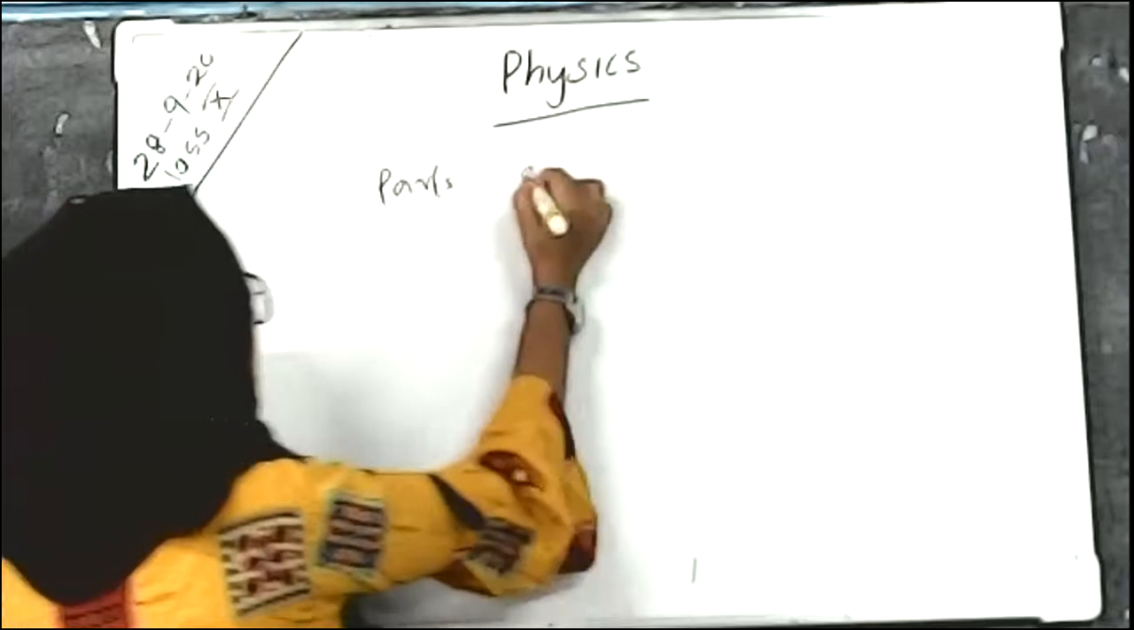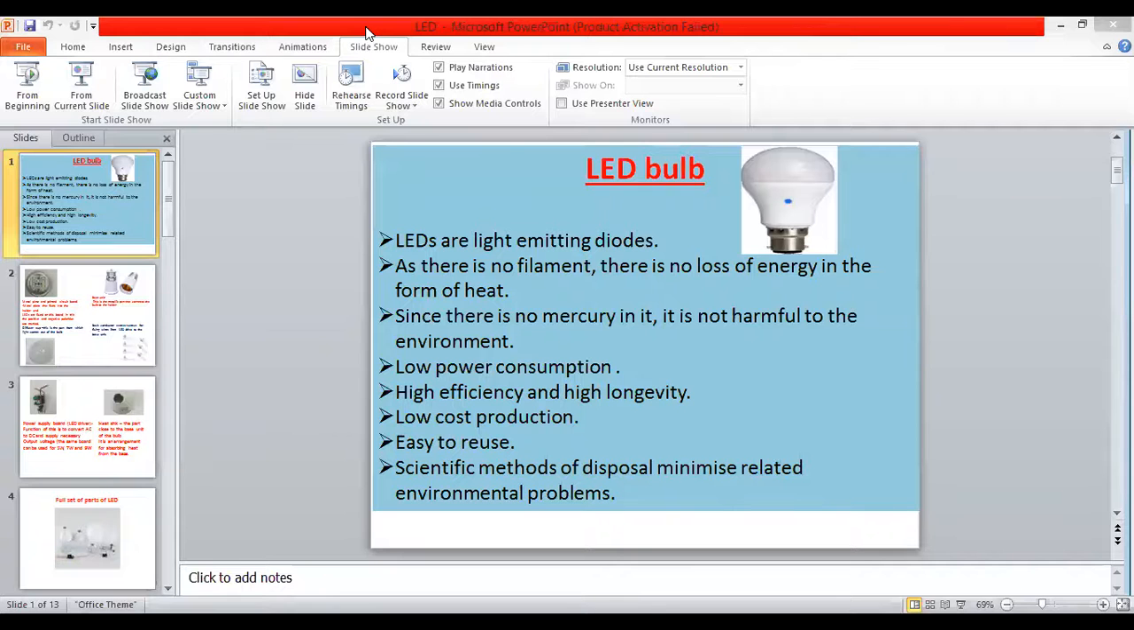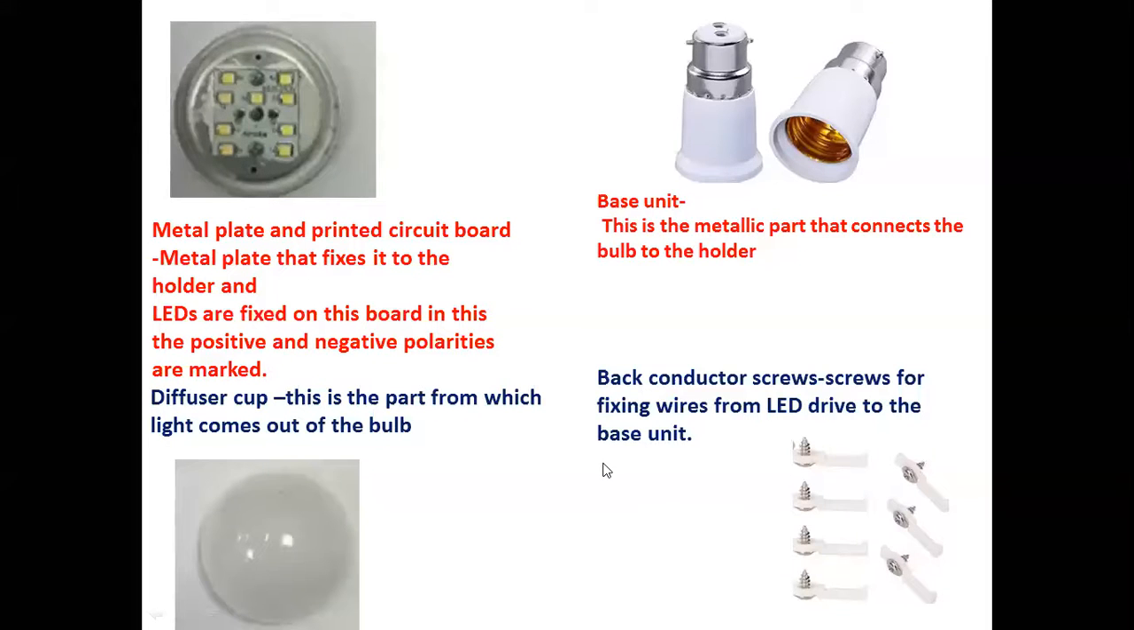Parts of an LED bulb. An LED bulb has some parts, and these parts are used to make the LED bulb. First one is the metal plate, base plate, and printed circuit board.